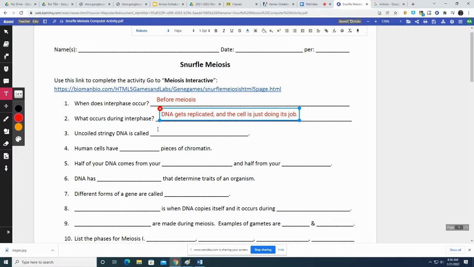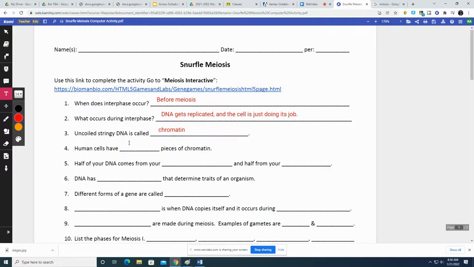3, uncoiled stringy DNA, before it condenses into a chromosome, it's called chromatin. Now, if you don't practice that, you're not going to remember all these C words: chromatin, chromatid, chromosomes, centromeres, centrioles, cyclins. You're never going to remember if you don't practice.